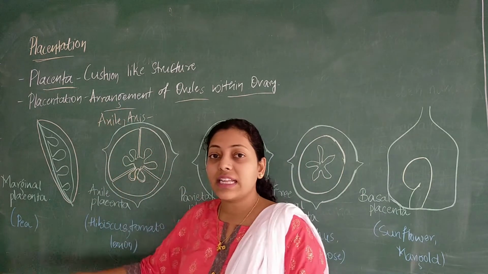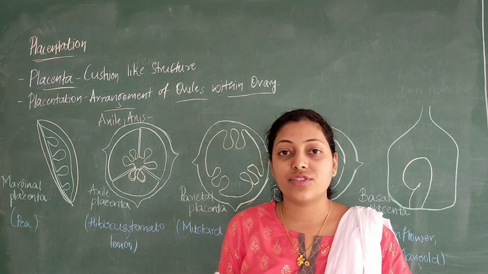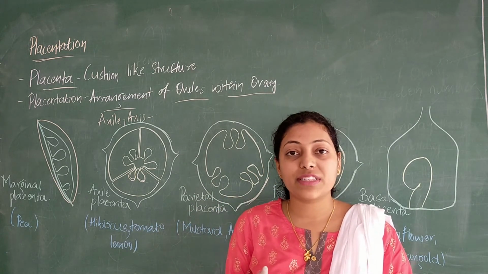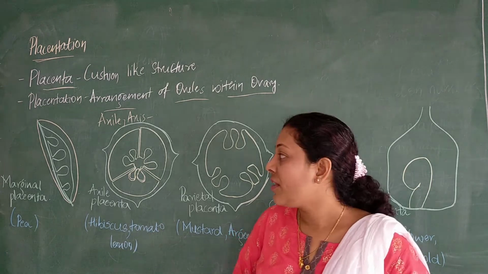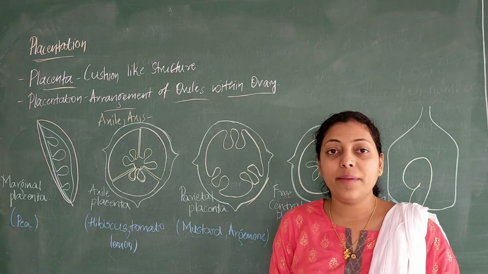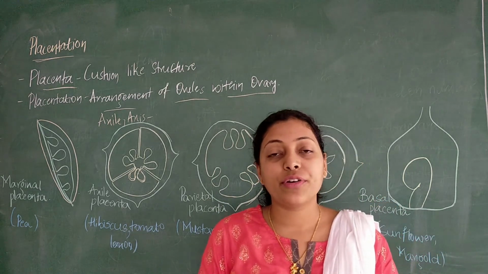So here the placenta is nothing but the cushion-like structure, and the position or arrangement of ovules on this placenta is called placentation. On the basis of this we see different kinds of placenta. I hope I have cleared my point.